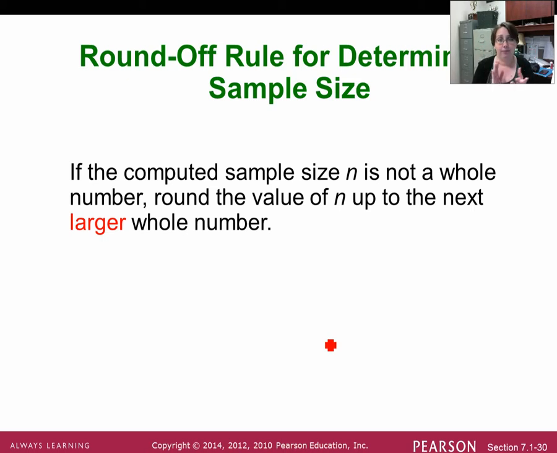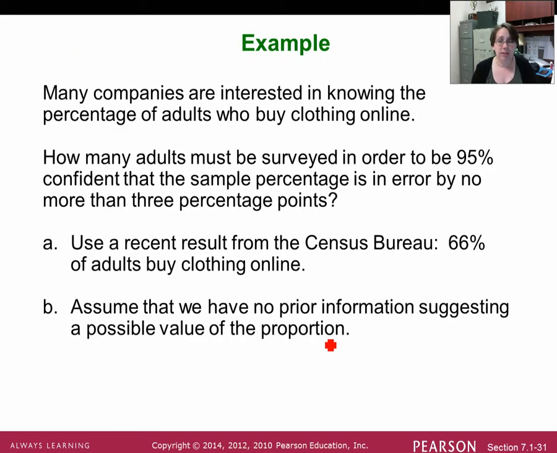You can't have half a frog in your sample. It's not very fair. So you must round up to the next larger whole number. Alright, we're going to do an example.